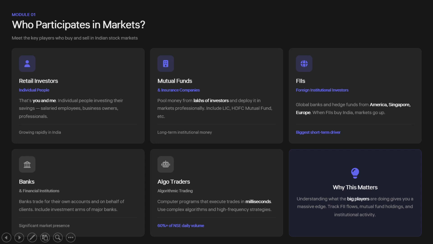When FIIs buy India, markets go up. When they sell, markets fall. There are also banks, insurance companies like LIC and algorithmic traders, computer programs that execute trades in milliseconds. Algorithmic traders account for over 60% of NSE's daily volume. As a retail investor, understanding what the big players are doing gives you a massive edge. We will learn more about tracking institutional money in the advanced course.